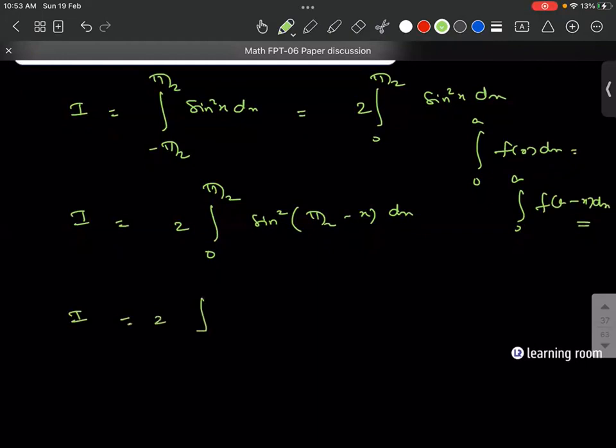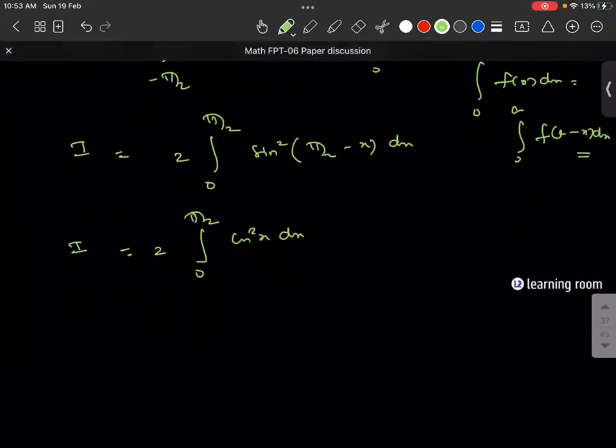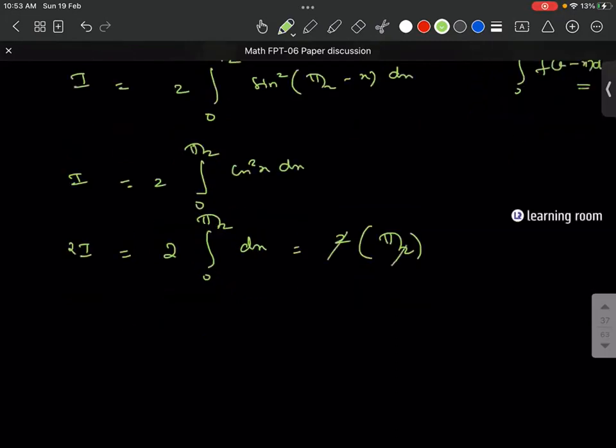So I will be equal to 2 times integral of 0 to pi by 2 cos square x dx. So when you add both, 2I is equal to 2 times integral of 0 to pi by 2 dx. So 2 into pi by 2 will be the answer. This and this will get cancelled. So I will be equal to pi by 2. So this is the final answer. Okay.